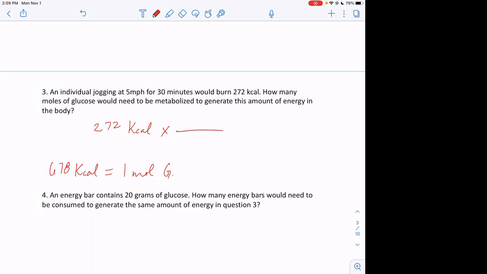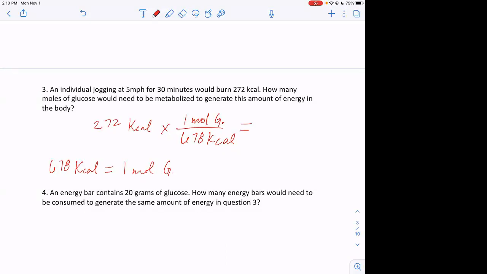Exactly like here. So we want kcals to cancel. So for every 678 kcals of energy is related to 1 mole of glucose. I'm just going to put a G for glucose. If we metabolize 1 mole of glucose, we'll produce this much energy, but we only need this much energy. So we're just going to relate that to the number of moles of glucose. It's probably going to be less than a mole, right? So you do 272 divided by 678. Okay. So right under half a mole of glucose would give that amount of energy in the body.